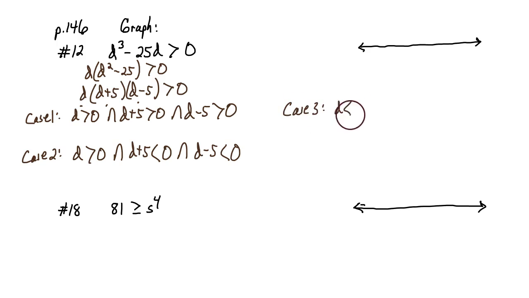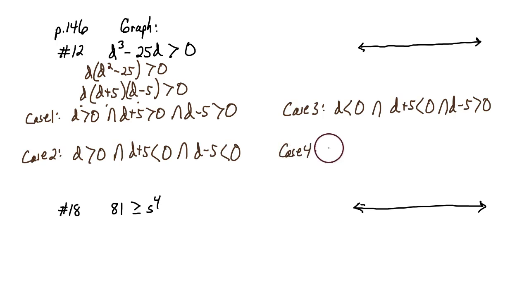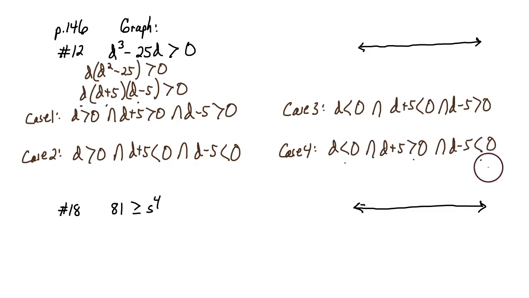Maybe d is less than 0, and d plus 5 is less than 0, and d minus 5 is greater than 0. Or case number 4. Maybe d is less than 0, and d plus 5 is greater than 0, and d minus 5 is less than 0. A negative times a positive times a negative does make a positive answer. Let's go back for every one of these cases and solve for d.